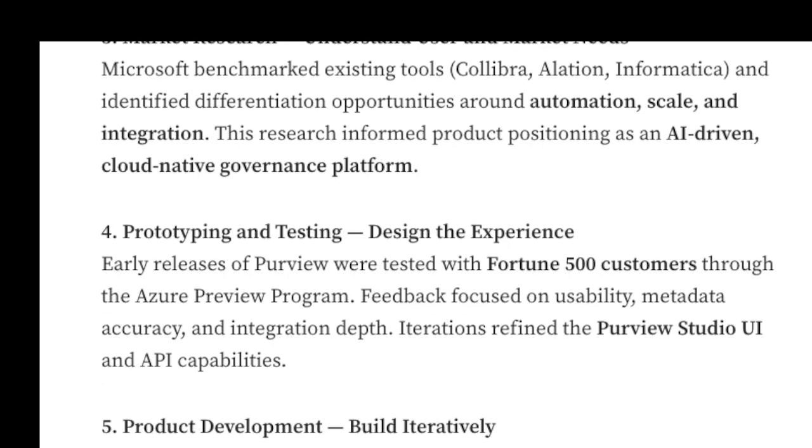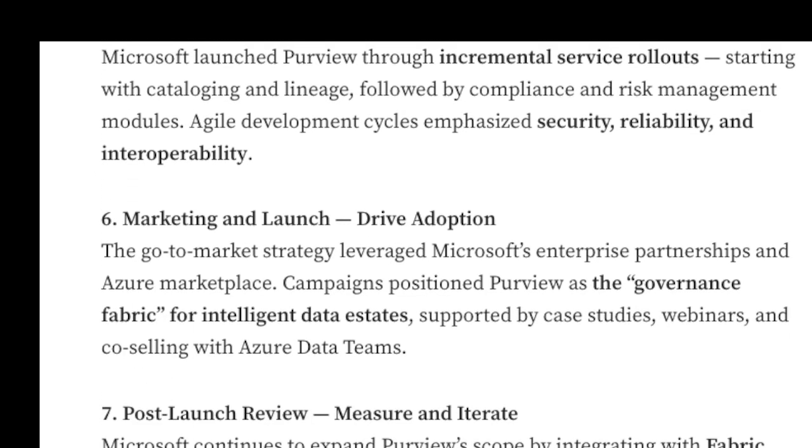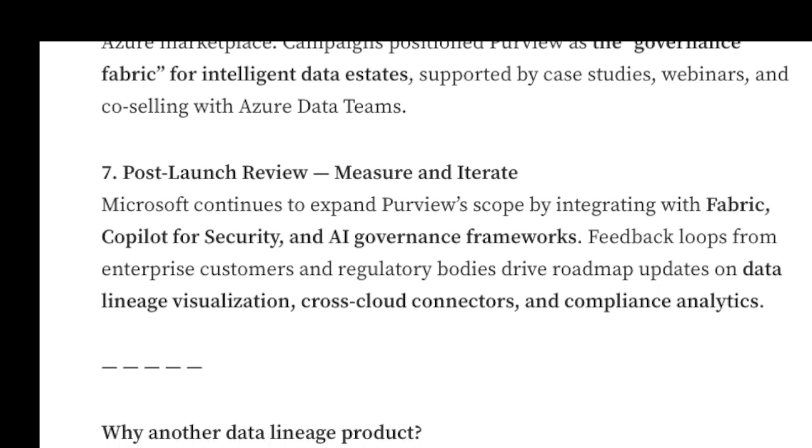There's no data quality being compromised here. Then after the development is done, when we come to product marketing and launch, we need to be very specific about how we are positioning the campaign that we give before launching into the market and making people adopt. The positioning given was with respect to data governance, as a governance fabric. Then post launch they also had lineage visualization, and on top of that, different variations.